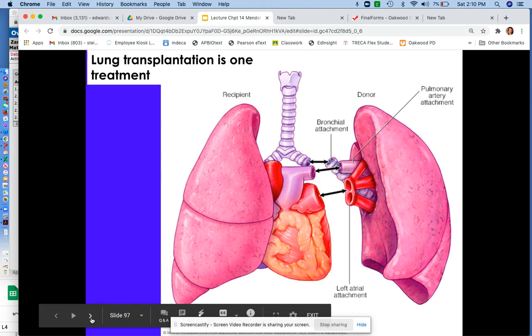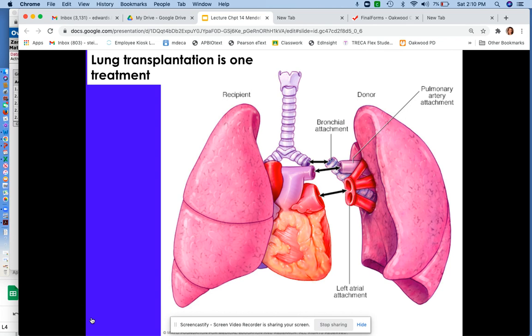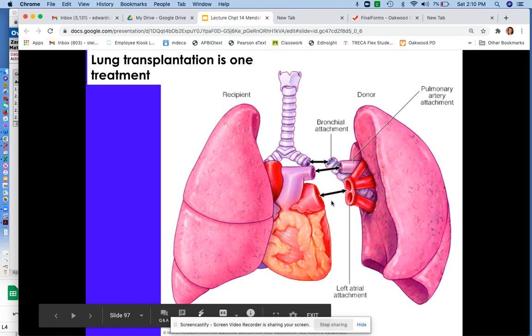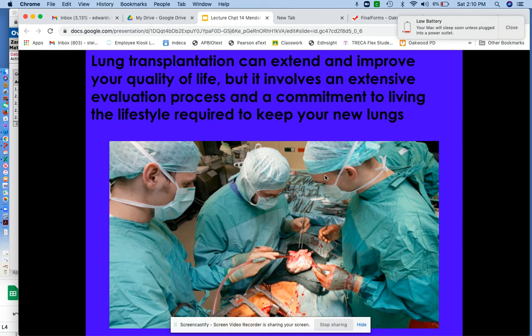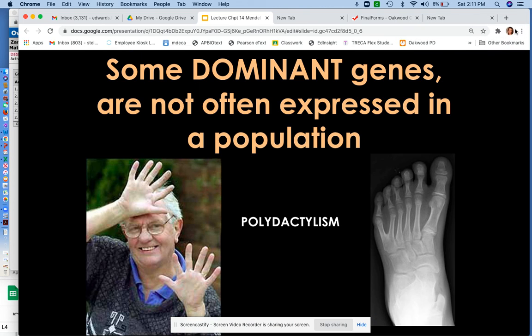So what can they do if you have cystic fibrosis? One of the big things they can do is a lung transplant. So you can see they would just go in and detach. Here's the heart, and then pulmonary arteries and left atrial attachment. They will detach, and then they will bring in a new lung. So here's this actually happening. If you don't want to watch, look away from your screen. But it's pretty extensive, and you have to be committed to definite lifestyle changes.